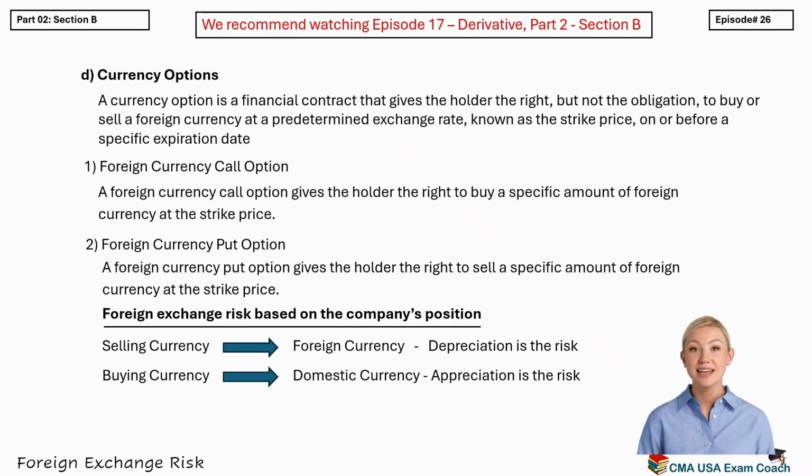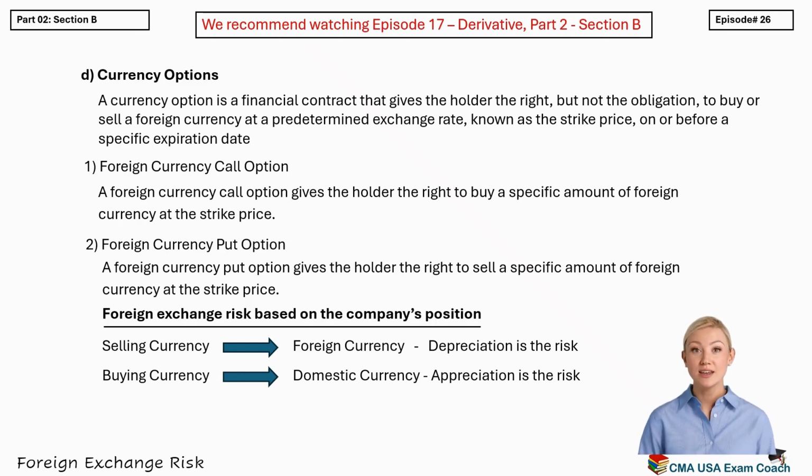Situation 2. The company is buying foreign currency. Now let's take the opposite case. Suppose a company needs to import goods from another country and pay in foreign currency. This means it must buy foreign currency, for example, buy US dollars using Indian rupees. In this case, the company is paying foreign currency, and it is buying that currency using its domestic currency.